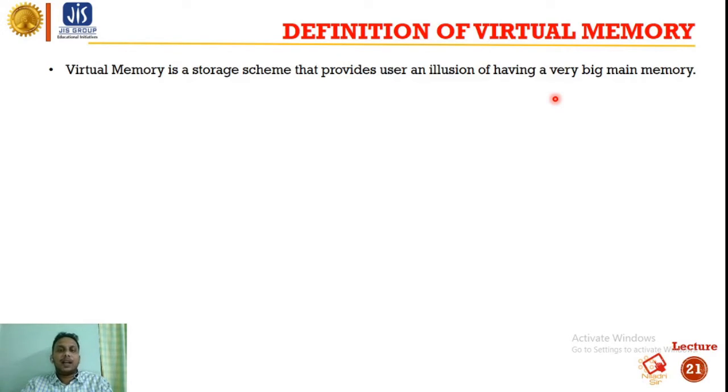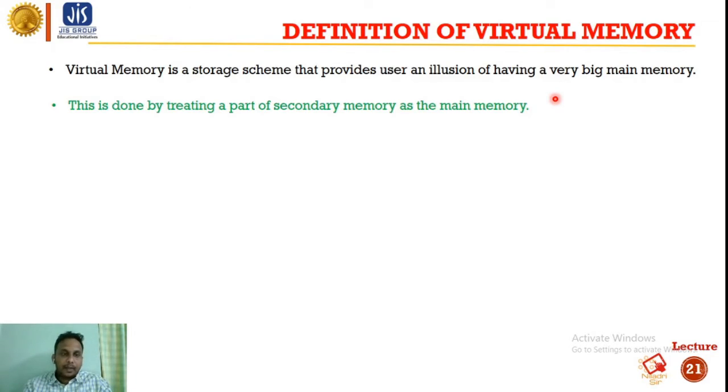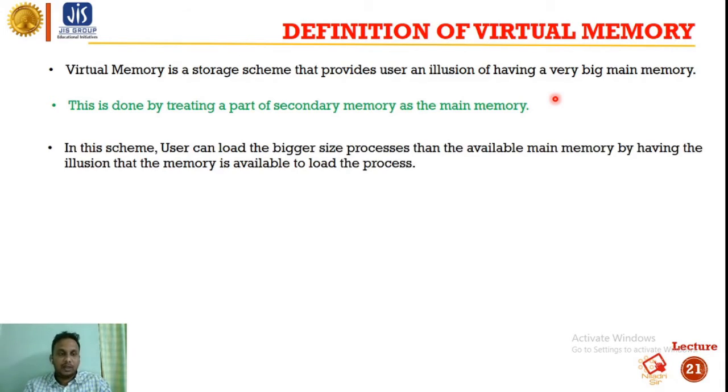It is basically a part of secondary memory which works as main memory. That is why it is called virtual memory. This is done by treating a part of secondary memory as the main memory. In this scheme, users can load bigger size processes than the available main memory, by having the illusion that the memory is available to load the process.